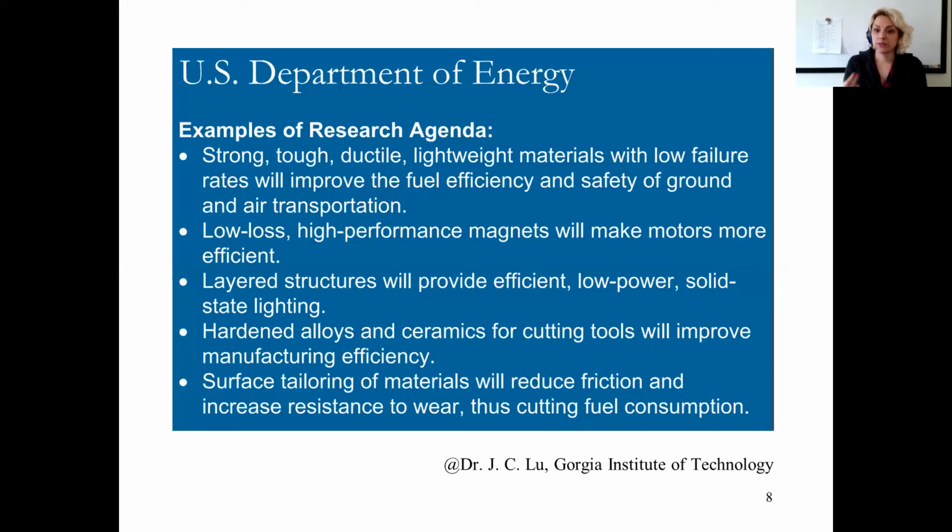Okay, so we're talking about the second bullet point, right? Low loss, high performance magnets will make motors more efficient. We are interested in knowing the effect of these magnets on the motors, that some specific types of magnets are going to make the motors more efficient. So we need to find all types of motors that we have. That's our population. Let's say, in the US, maybe 200 million.